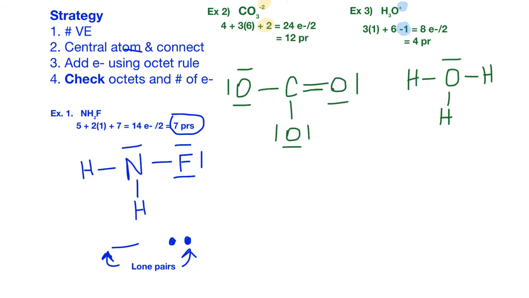So everything looks great, that's a good example. So one thing we haven't talked about yet is that there are exceptions to the octet rule. I mentioned it briefly in class probably, but I didn't actually go over it. So the exceptions to the octet rule are things that don't have to have or can't have an octet.